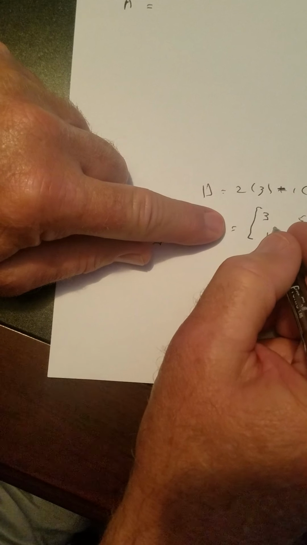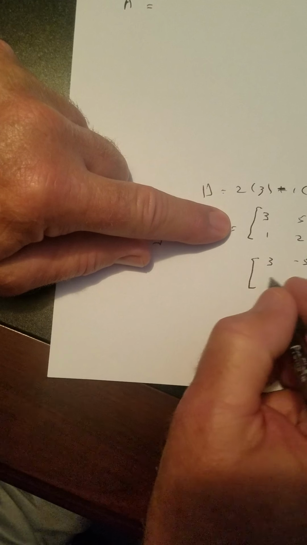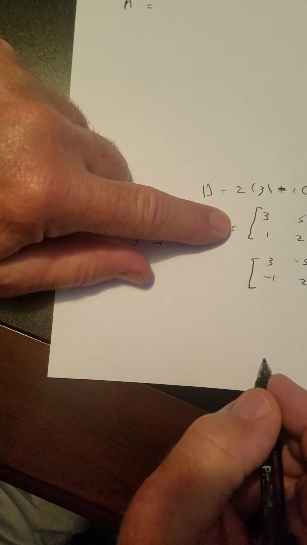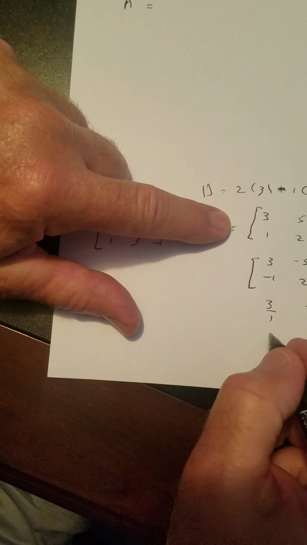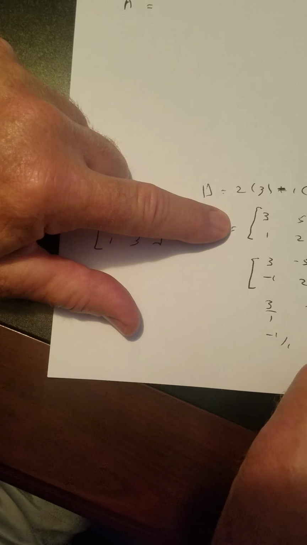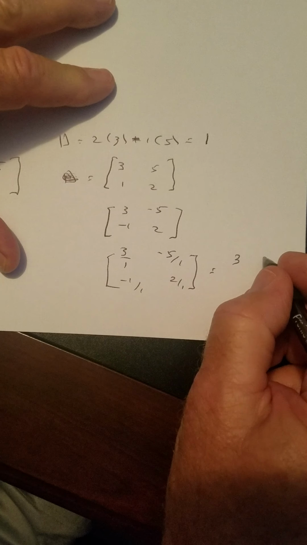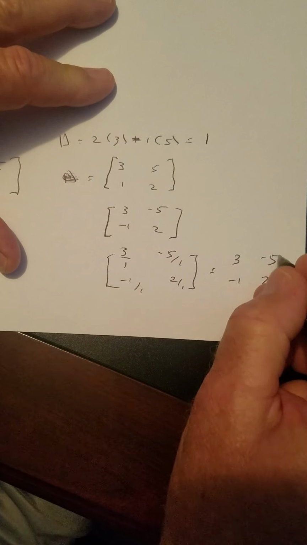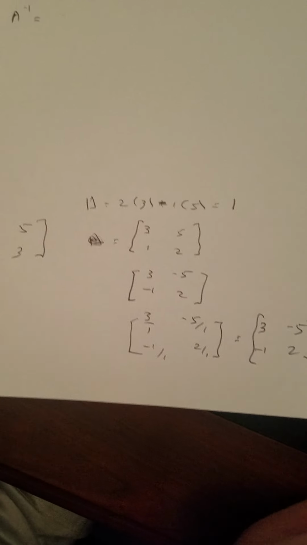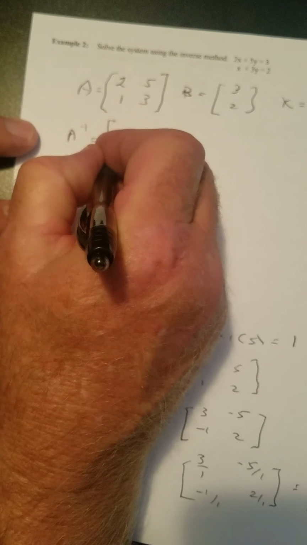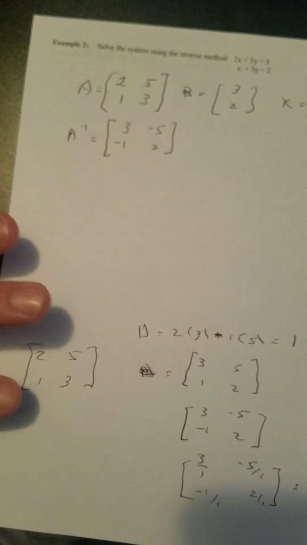So you switch A and D, then you take the opposites of B and C, and then you divide each of those by D. So my inverse is going to be 3, negative 5, negative 1, and 2. You'll get good at doing that. It's not that hard, really. So now I'm going to come back up here and copy that. So my inverse was 3, negative 5, negative 1, 2.